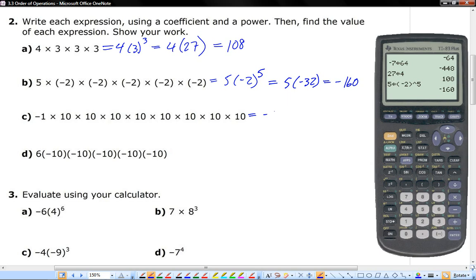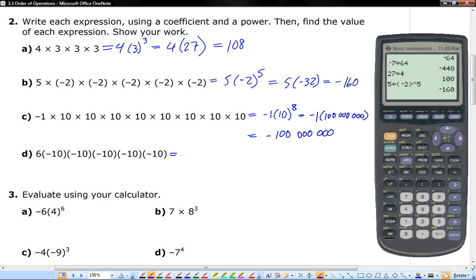Next one, we're doing negative 1 times 10 to the power of, let's count how many 10s there are. 1, 2, 3, 4, 5, 6, 7, 8. It's 10 to the power of 8. This is negative 1 times 1 with 8 zeros. And so our final result is negative 100 million.